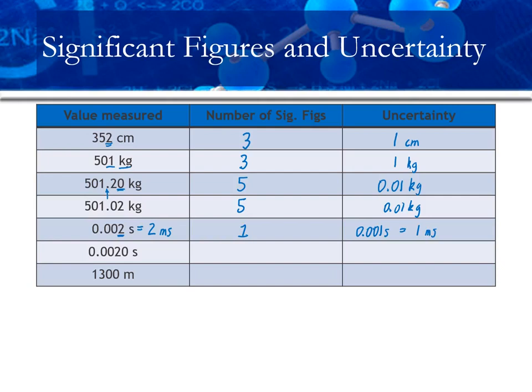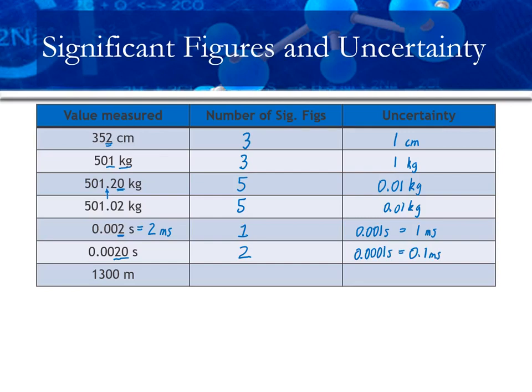In the next example, because there's a trailing 0 after the 2, that trailing 0 after a decimal point is always significant. So the significant digits are the 2 and the trailing 0. That gives us 2 significant figures. And now we have an uncertainty of 0.0001 second, or equivalently, 1/10 of a millisecond.